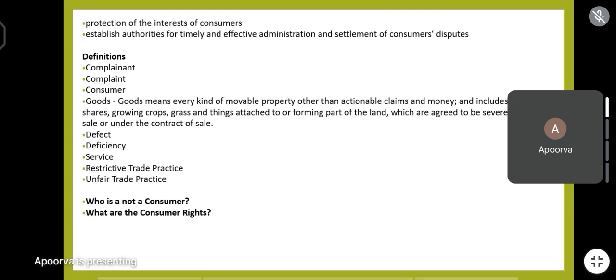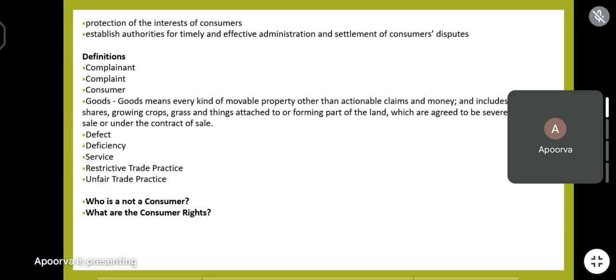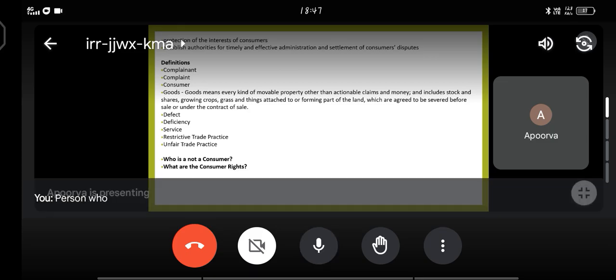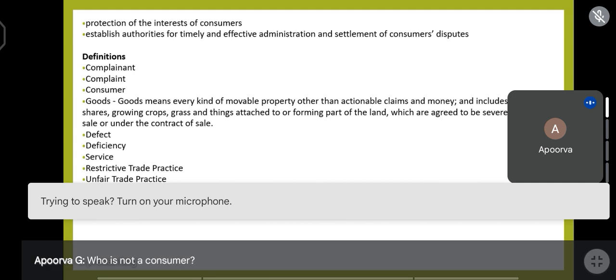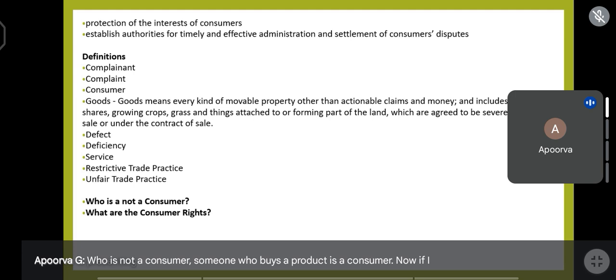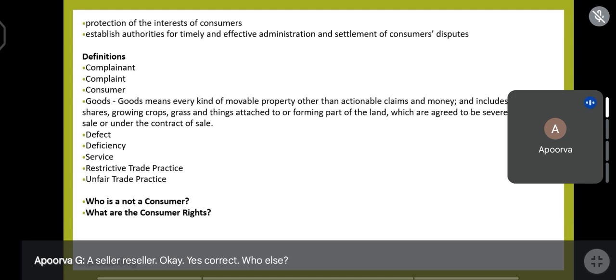No one. Okay. Who is not a consumer? Now we saw who is a consumer. Now, as per y'all, who is not a consumer? A person who purchased the goods and transferred to another person. A person who purchases goods and... okay. Any other point? Who is not a consumer? Someone who buys a product is a consumer. Now, if I buy a product, a seller, reseller, okay, yes, correct. Who else? Can you all think of?